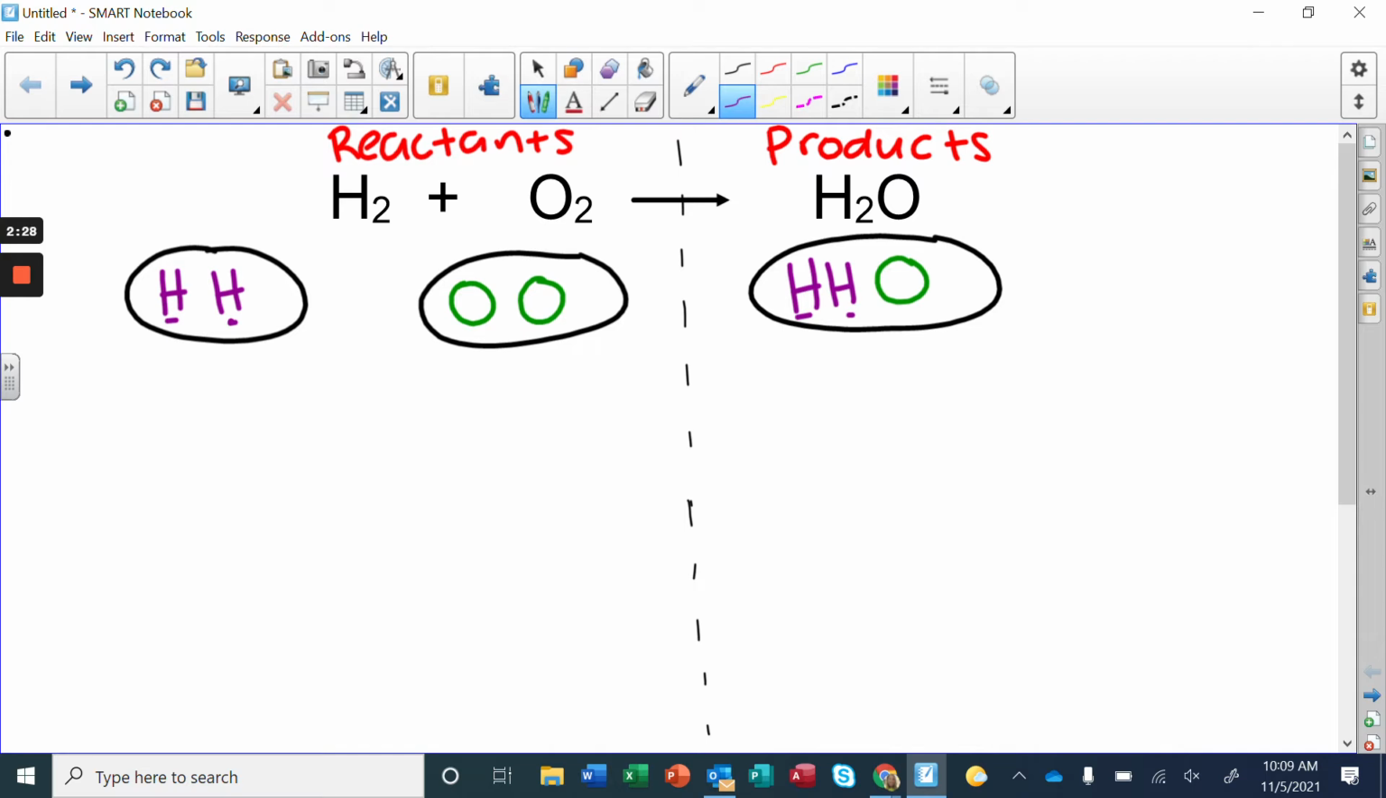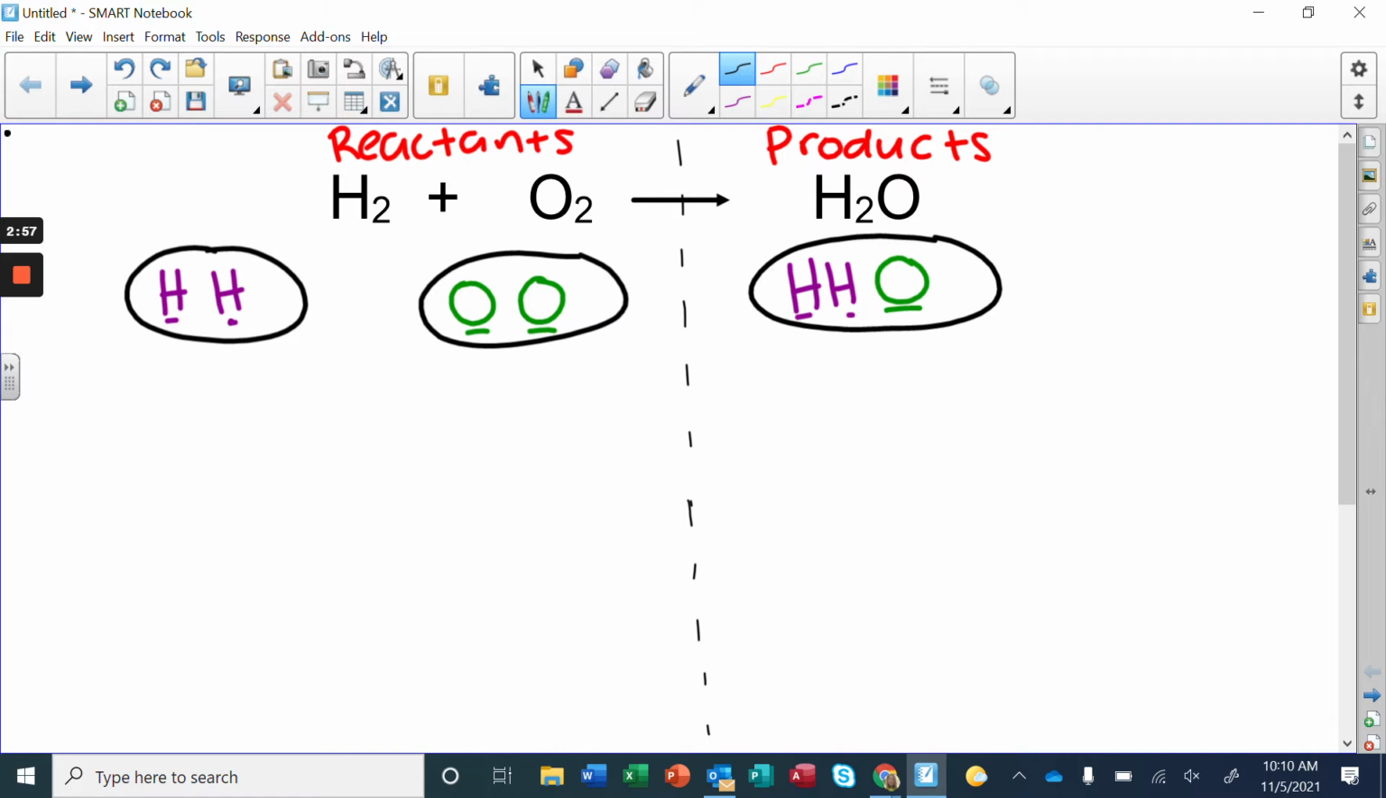Now I move on to my next element. I have an oxygen here and an oxygen here. So I have two oxygens here and only one on this side. I need more oxygens on the product side to balance out my oxygens. In order to do that, I'm going to have to add another bubble. When we add bubbles, we can only add whole bubbles. We cannot add partial bubbles, because if we try to cut a bubble in half, then the bubble would pop.